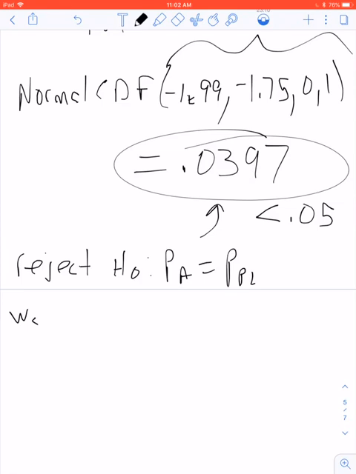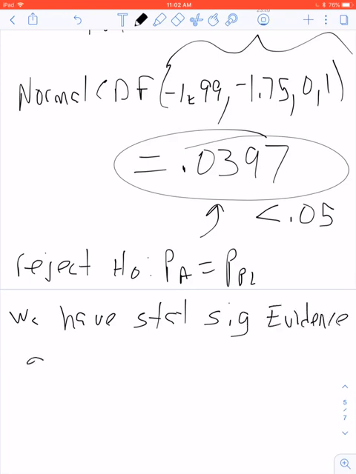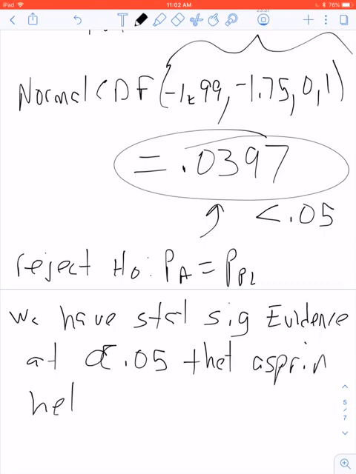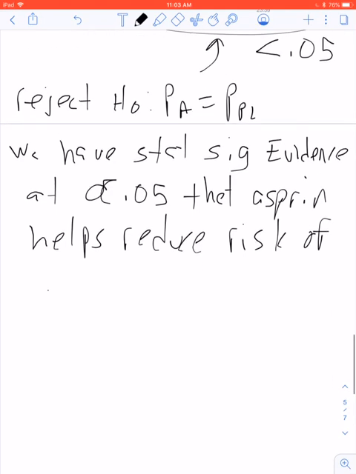And I'm going to say that we have statistically significant evidence at an alpha level of 0.05 that aspirin helps reduce the risk of colon cancer. And that is how it's done, ladies and gentlemen.